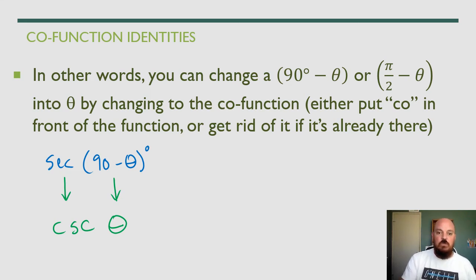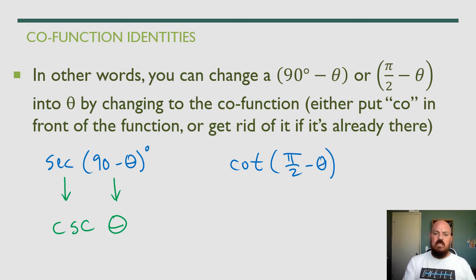Another one might be maybe you had cotangent of pi over 2 minus theta. And you look at it and you go, well, that's in radians, but I still recognize that's a cofunction. Pi over 2 minus theta works. So you say I can change the pi over 2 minus theta into a theta by changing the function into its cofunction. Now this one was a cotangent. The co's already there, so just get rid of it. Cotangent becomes tangent, and you have tangent theta. So again, if this was a solve for theta question, cotangent of pi over 2 minus theta is difficult. Tangent theta is very simple. So you've made it easier that way.